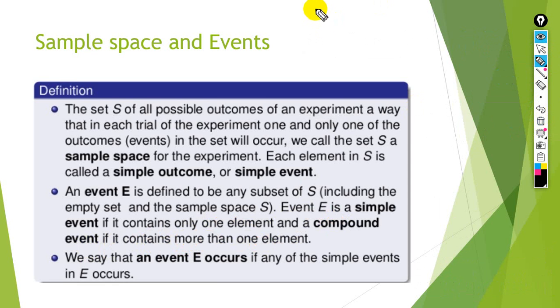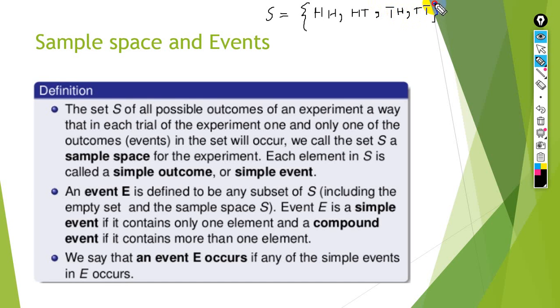For example, if we toss a coin two times, what are the possible outcomes? So we have HH, then HT, TH, and we can say TT. So these are the four outcomes.